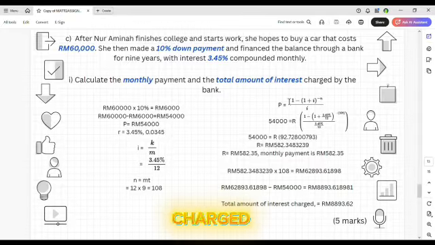For the total amount of interest charged by the bank, we take the R, we times the total months, which is 108, we get RM 62,883.62. We take that value, we minus RM 54,000, we get RM 8,893 and 62 cents, and that is the total amount of interest charged by the bank.